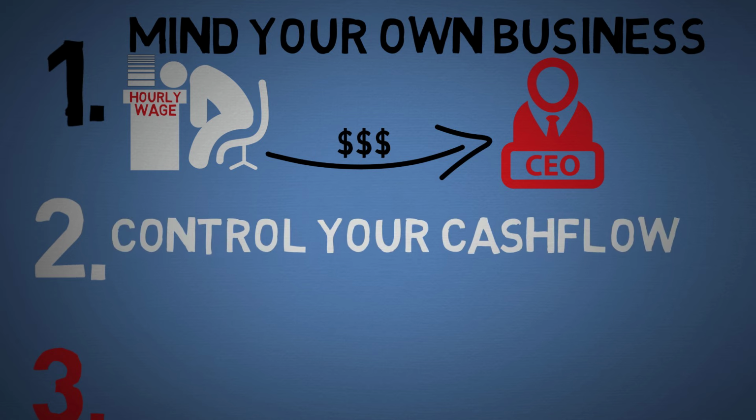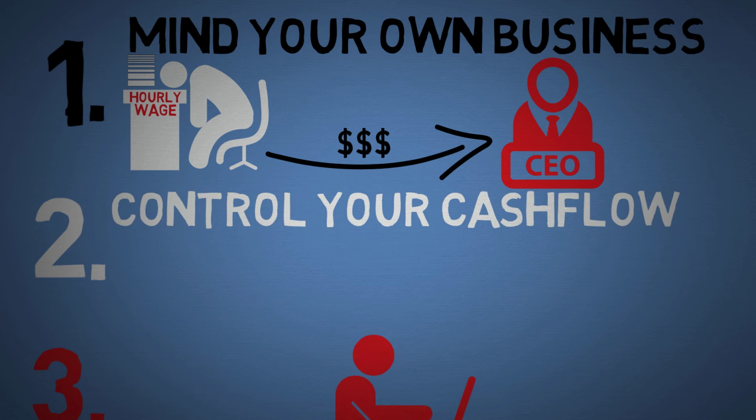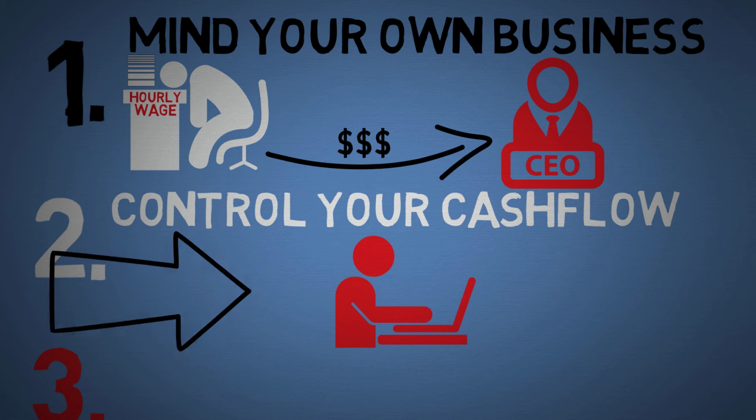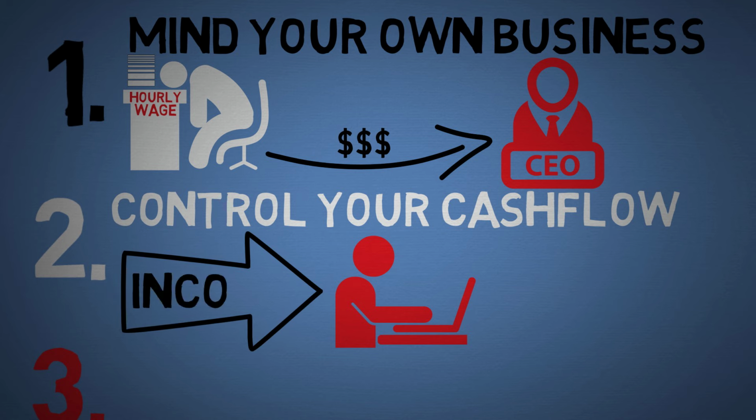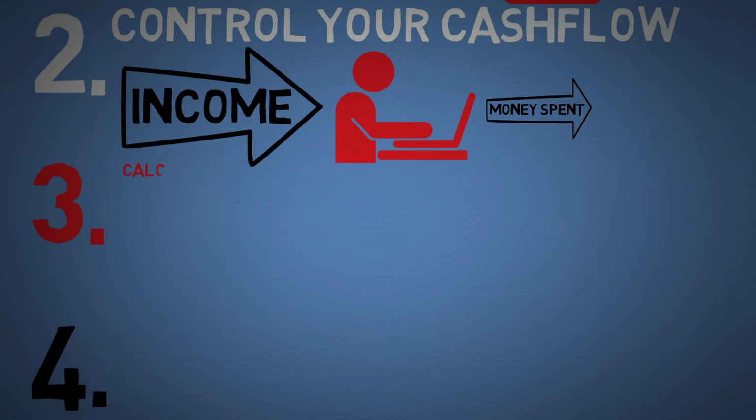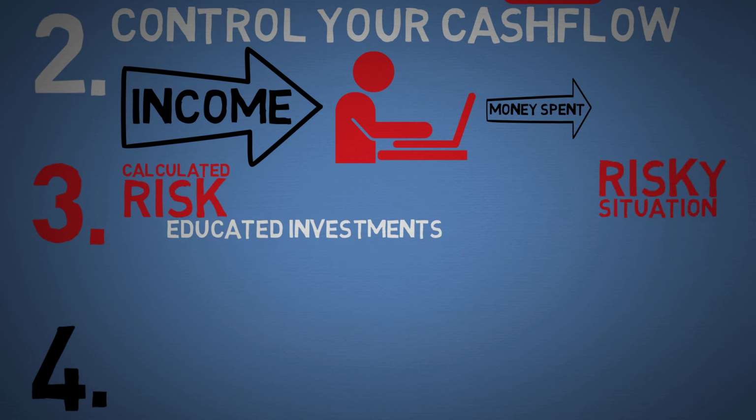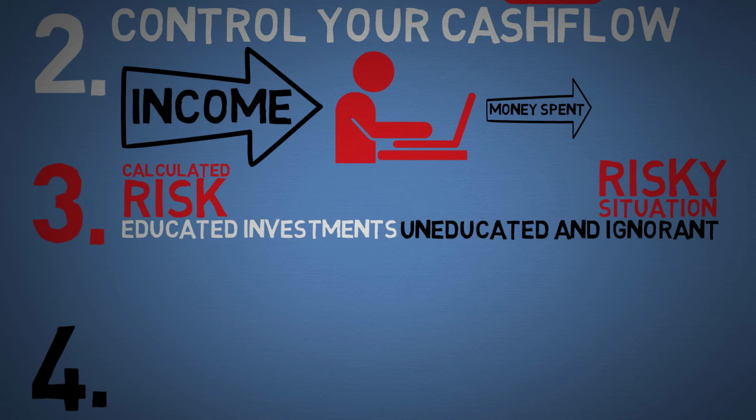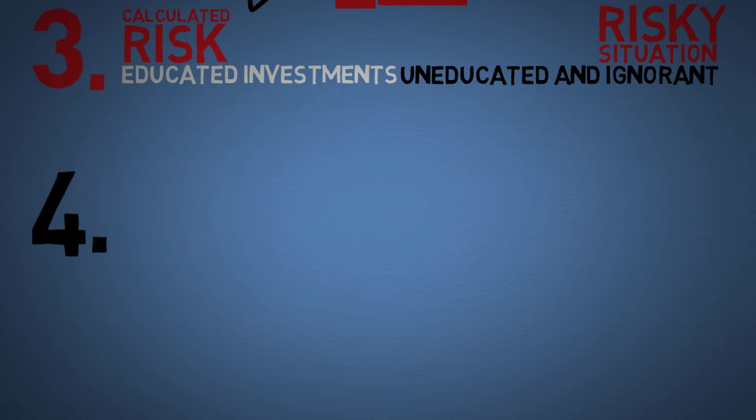Secondly, take control of your cash flow. A lot of money is not making you rich. You become rich by earning more money than you spend. If you always spend more money after increasing your income, then you will sit in the same level of wealth forever. Thirdly, know the difference between a calculated risk and a risky situation. Being educated and investing a part of your money into stocks is a calculated risk. Being uneducated and unwilling to build up your financial mindset is a risky situation in general.